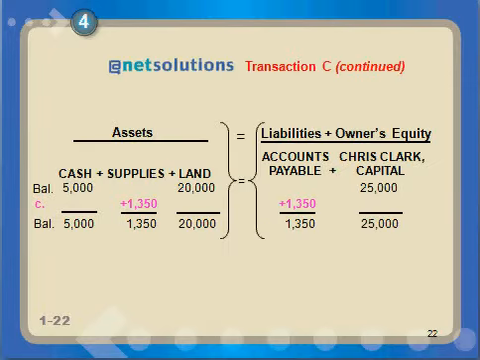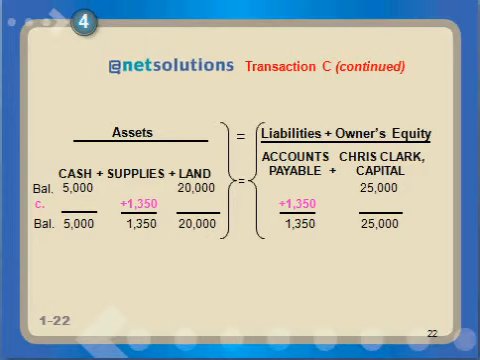In our accounting equation, we now have a new asset on the left-hand side of the equation called supplies. So we have cash of $5,000, we have supplies $1,350, and we have a piece of land still at $20,000. So now on the left-hand side of the equation, we have $26,350. And then we go to the right-hand side, we can see now we have some liabilities.